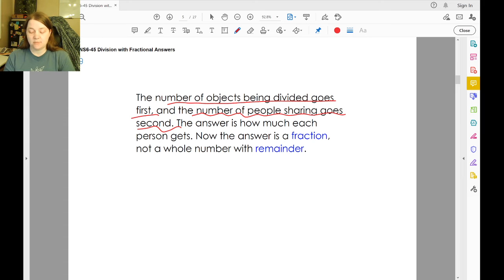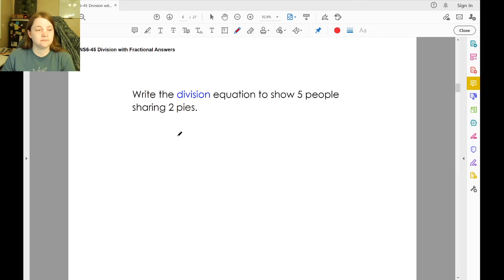The answer is how much each person gets. The answer is a fraction, not a whole number with a remainder. We're too old for remainders. Let's write a division equation showing 5 people sharing 2 pies.